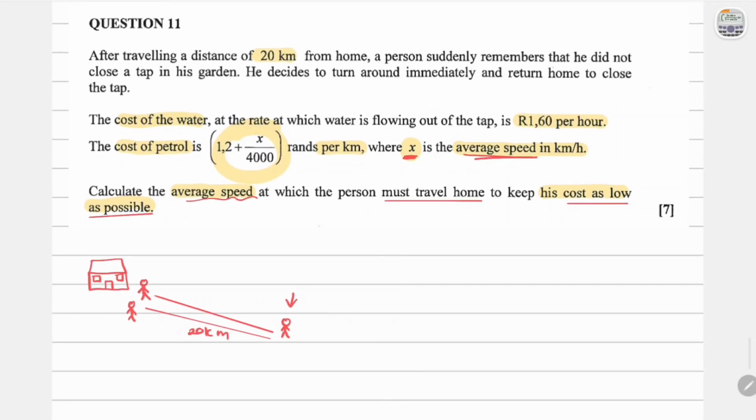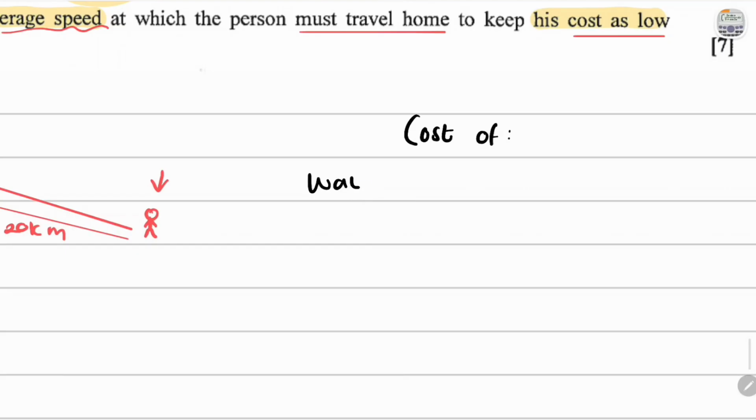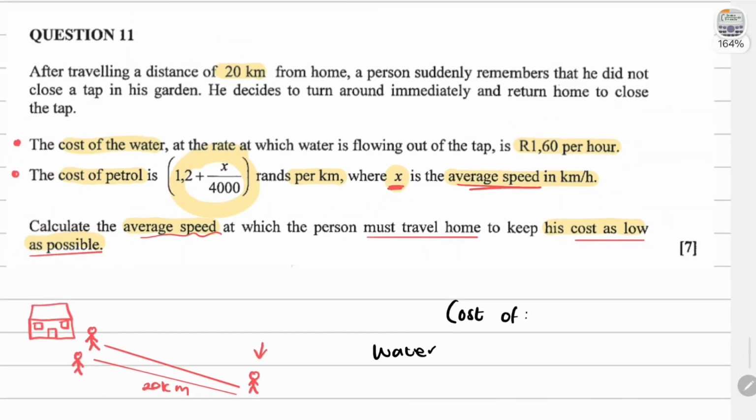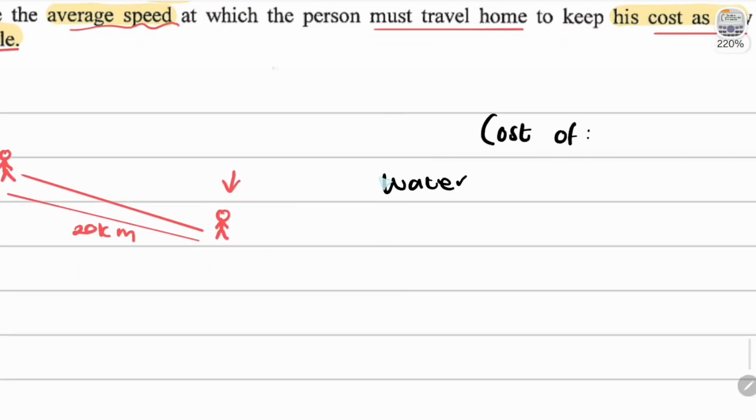There are two criteria that they've given us here, or two factors. The cost of water and the cost of petrol. Okay, let's put those down. So we're looking at the costs. We're saying this is how we're going to find the cost. So cost of water, first of all, and they told us that the cost of water is 1 Rand 60 cents per hour. Okay, so 1 Rand 60 cents per hour.